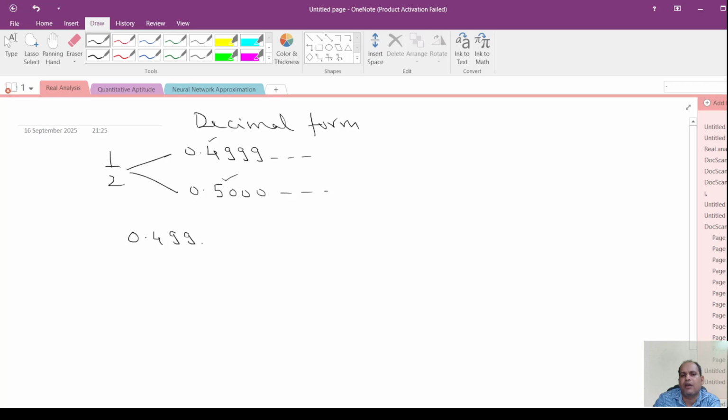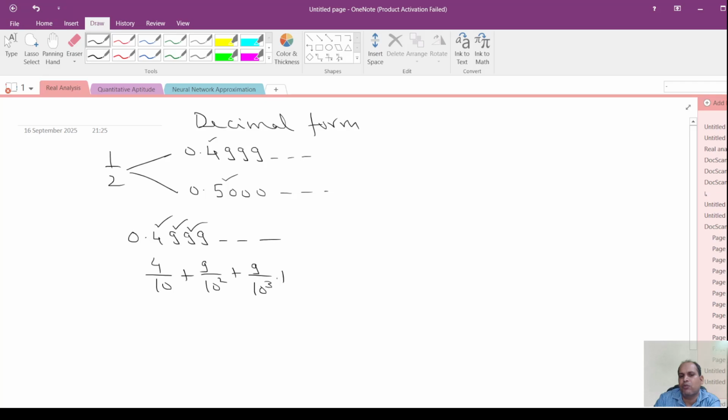Say 0.4999 and so on. From where we have this 4, I can write it in series form as 4 by 10 plus the next digit, which is obtained when we again divide by 10, so I can write it as 9 by 10 square, plus this 9, which will be obtained when we again divide into 10.